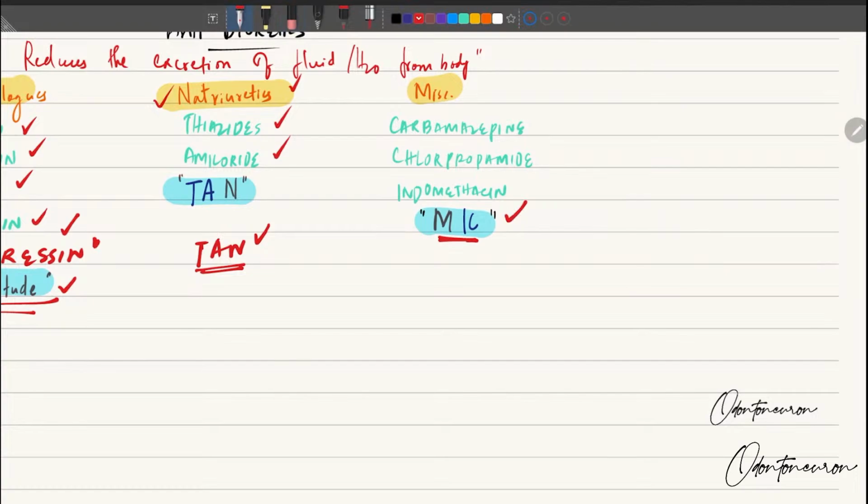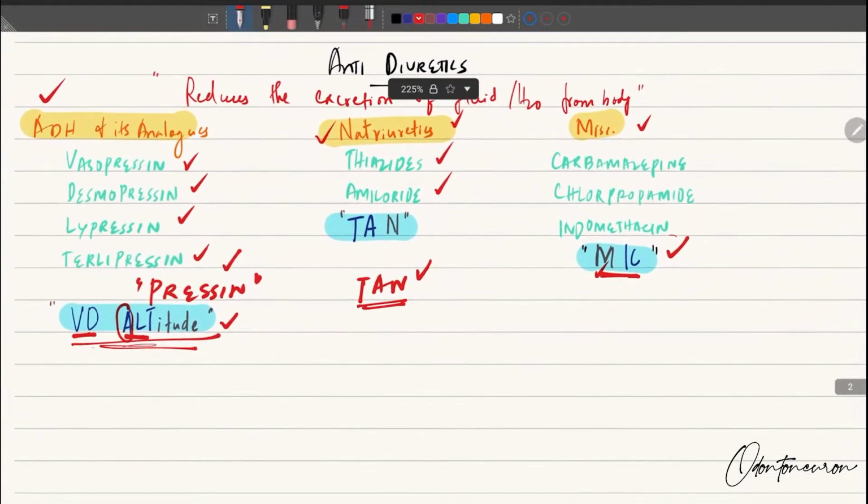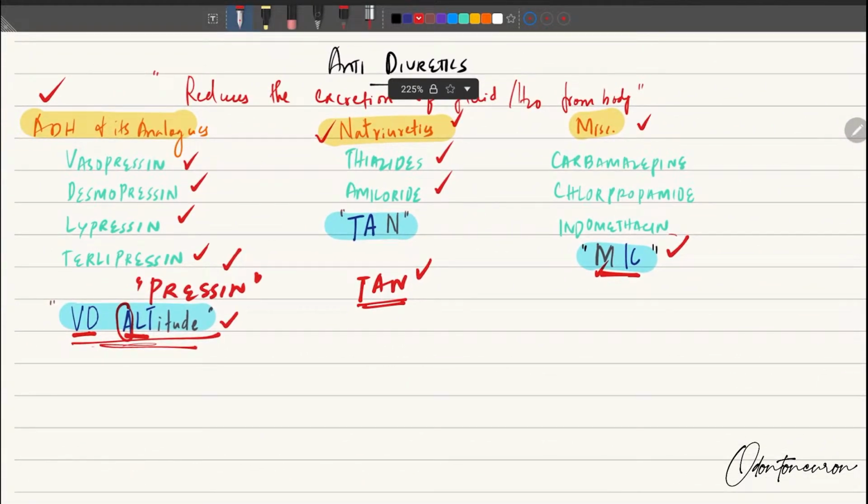Misc is miscellaneous, so it's MIC. M is for miscellaneous, I is for indomethacin, C is for chlorpropamide, and carbamazepine is also C. So that's what it is. This is not antidiuretic, it is not that important, but still, guys, just remember this.